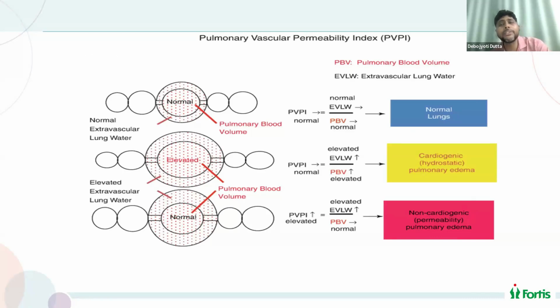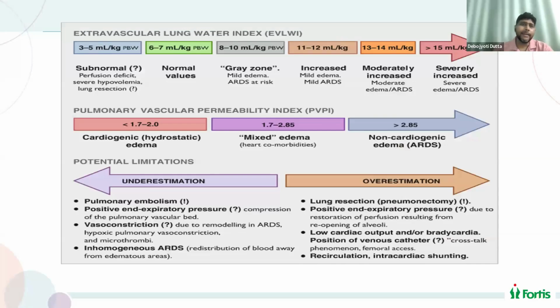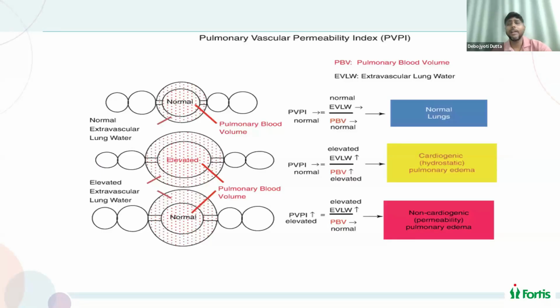Normally, extravascular lung water corresponds to the pulmonary blood volume, and the normal range is usually less than 10. If it is more than 10, it means the volume inside the lungs is pretty high, so we cannot give extra fluid to this patient. This extravascular lung water can increase in cardiogenic patients, with cardiogenic pulmonary edema, or maybe in non-cardiogenic edema, where the permeability is increased. How can we determine this? We can determine it with the pulmonary vascular permeability index. It is the ratio of extravascular lung water divided by the pulmonary blood volume.